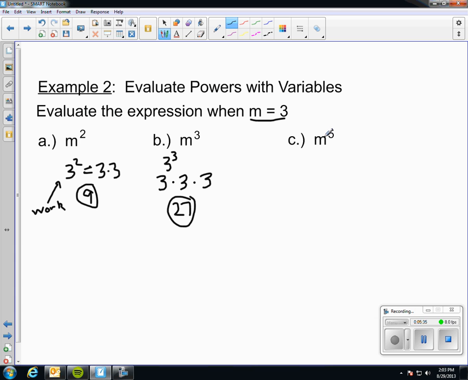In example C, I have m to the fifth power, so I'm going to write m to the fifth power. So we're working on our skill of substituting. Then we are going to write that out as factors. So that's 3 times 3 times 3 times 3 times 3. Sorry, my 3's aren't very good there. And you can do that in your head, or you can use the calculator. So that's 3, 9, 27, 81, 243. And you can write that and circle it, and you are done.